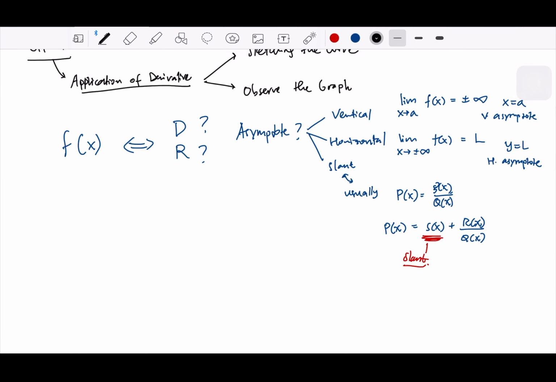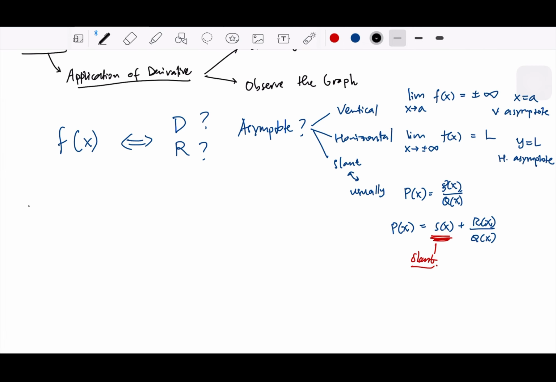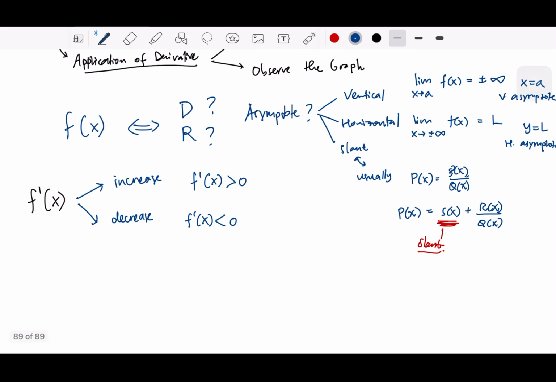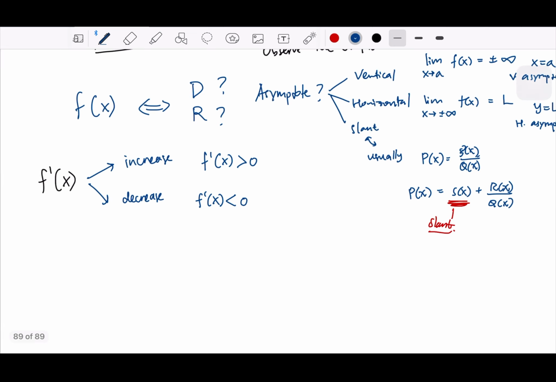And then from the asymptote we have the f prime. Okay. The first derivative test. This is to see increase and decrease. So when f prime of x is positive, it's increasing. When f prime of x is less than 0, or negative, it's decreasing. And we deal with the critical points from here.